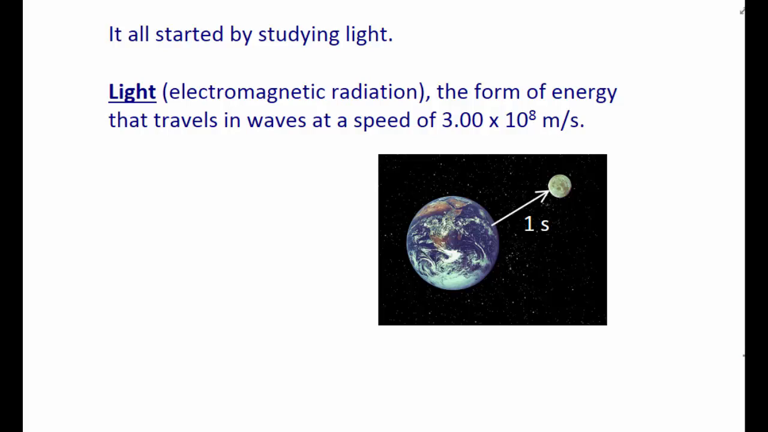So if you think of a flashlight or a laser shining towards the moon, it will take 1 second to get from the surface of the Earth to the surface of the moon. So it's instantaneous to our perceptions. It becomes annoyingly slow to astronomers and cosmologists that are studying stars that are in different galaxies and things like that.